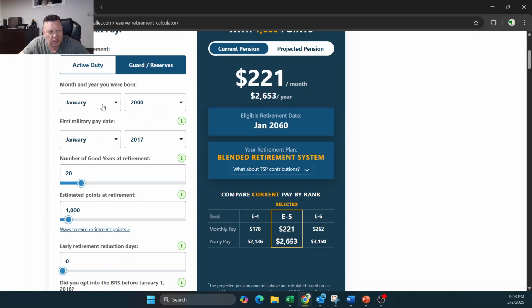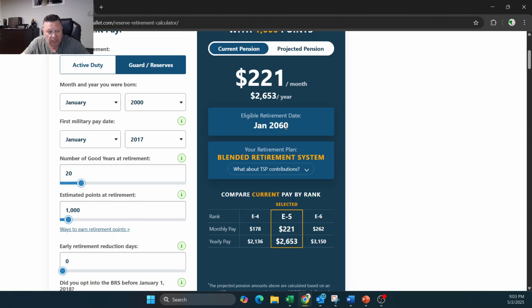So let's say you were born January 2000, which puts your retirement date at 2060. Why does it put your retirement date at 2060? That's actually not your eligible retirement date. That is when you start receiving your money. You will become eligible after 20 good years. As you guys all know, 20 good years. 50 points is a good year.